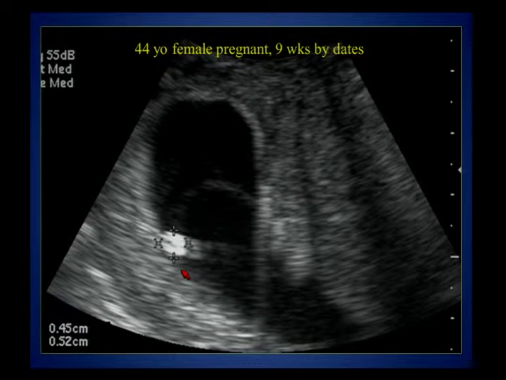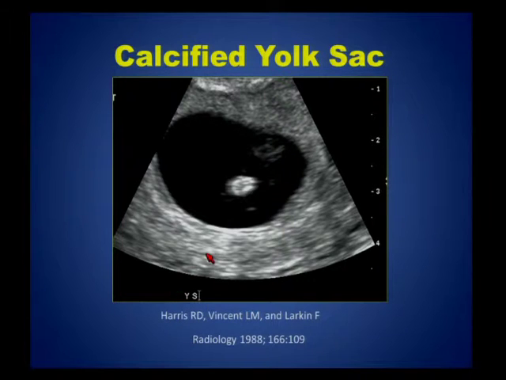This is a calcified yolk sac. It's not shadowing, but I've seen some that have a little bit of shadowing here. Either there was no embryo or some embryos are without a heartbeat here, but once the yolk sac becomes calcified, pretty much it's a non-viable pregnancy. Here's an example of a calcified yolk sac again.